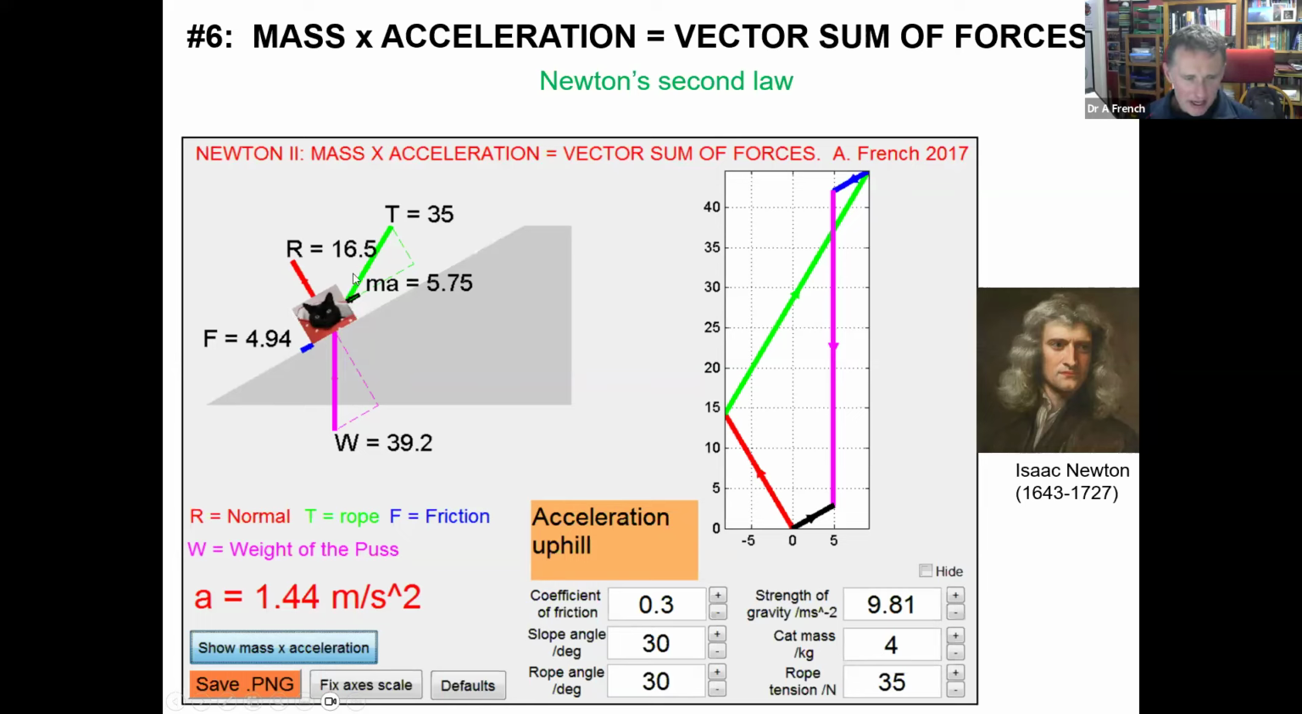And she has a little tow rope applying 35 newtons of tension. And in fact, she's going up the slope. Her acceleration is 5.75 meters per second squared up this slope. And what you can see is the vector sum of all those forces.